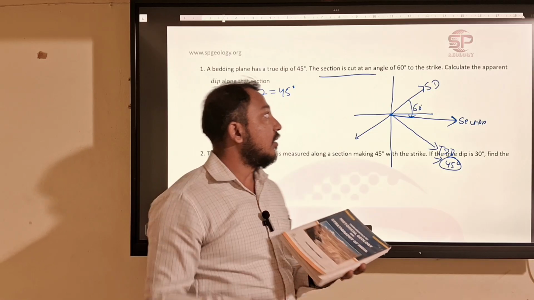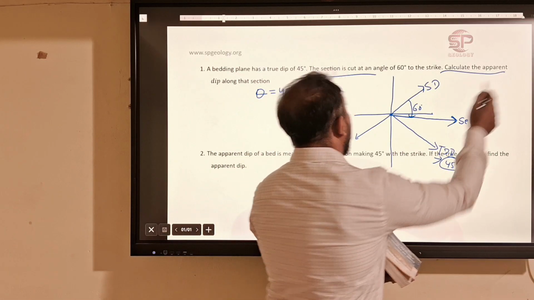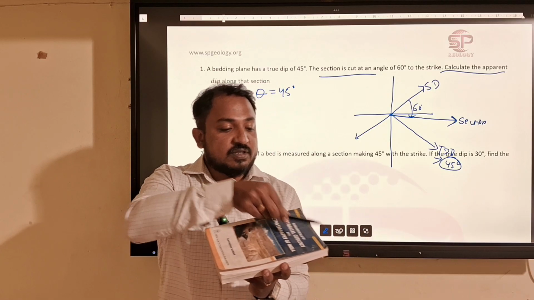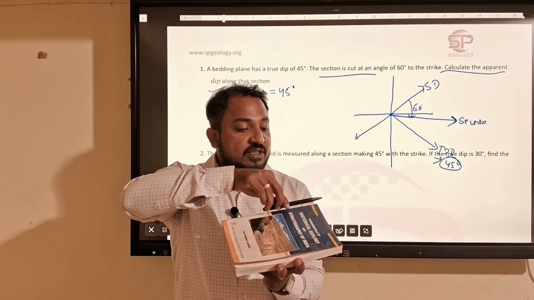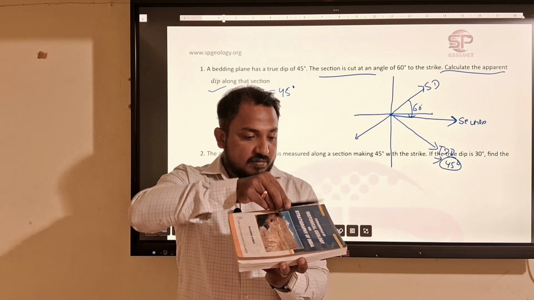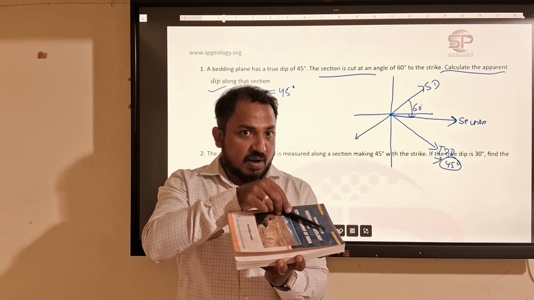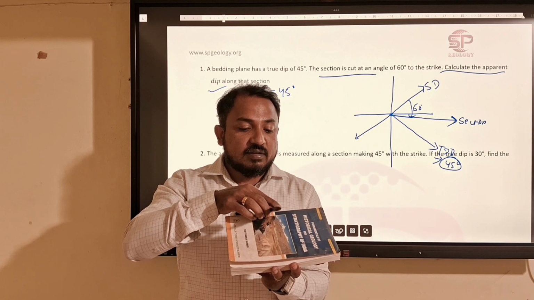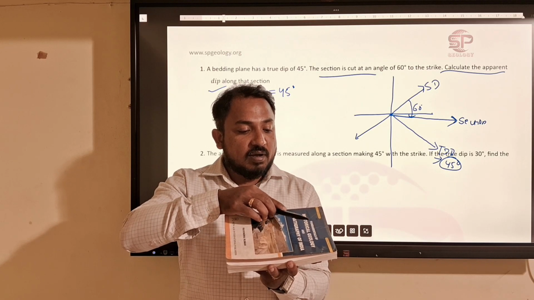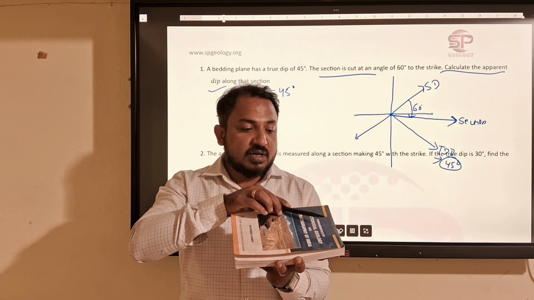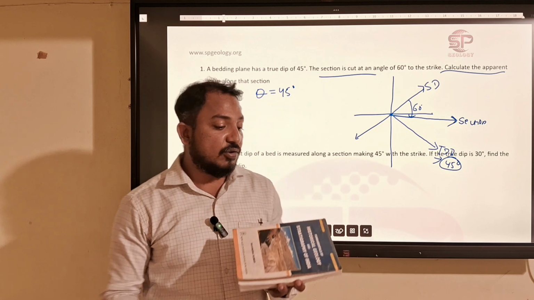So now you will have to calculate the apparent dip along that section. Suppose this is the section that is 60 degrees from the strike direction. So you have to calculate the dip. This will be your apparent dip, because perpendicular to the strike, that is your true dip. In any other direction you measure dip, that will be considered as your apparent dip, which will be less than the true dip.